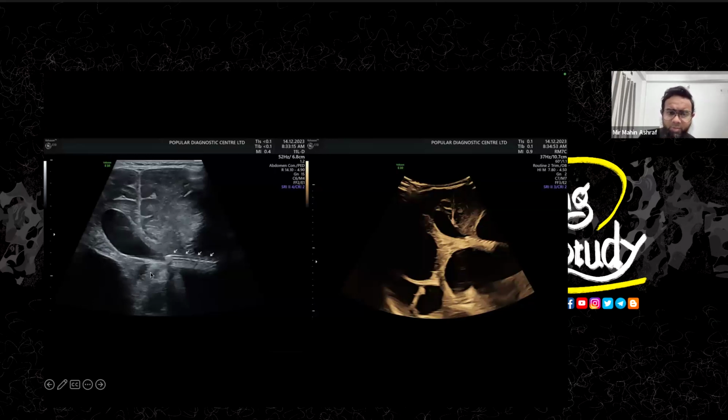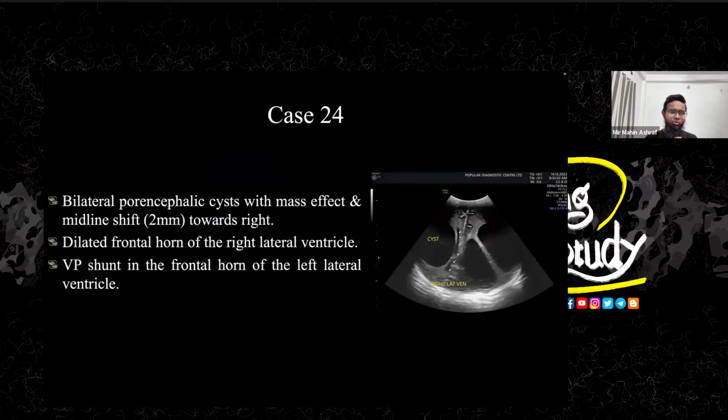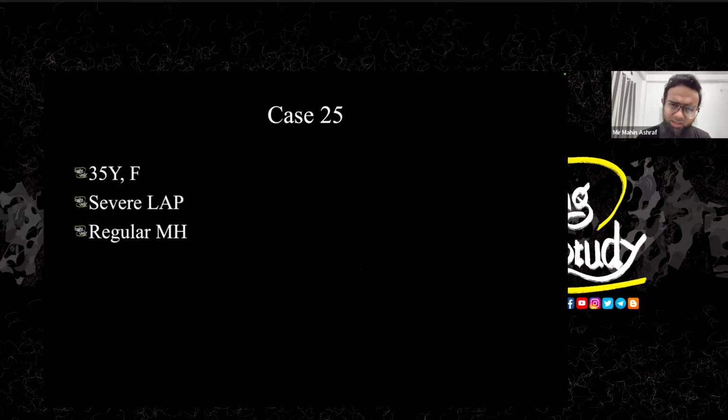You can see it's entering into the left lateral ventricle. So it's making it drain quite well, but the left lateral ventricle and the right lateral ventricle are still slightly dilated at the frontal horn due to the compression by the cystic lesions at the other parts. So this is a bilateral porencephalic cyst with mass effect and midline shift towards the right. The dilated frontal horn of the right lateral ventricle is also seen, and the VP shunt was in the frontal horn of the left lateral ventricle. Not a good condition, I think.